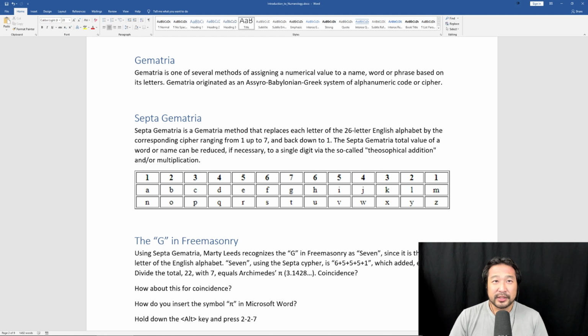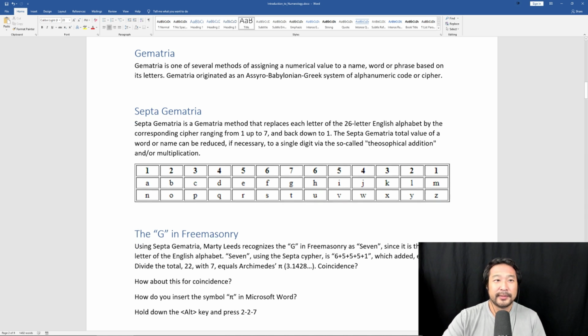Septa Gematria is a gematria method that replaces each letter of the 26-letter English alphabet by a corresponding cipher ranging from 1 up to 7 and back down to 1. The Septa Gematria total value of a word or name can be reduced, if necessary, to a single digit via the so-called theosophical addition and or multiplication.